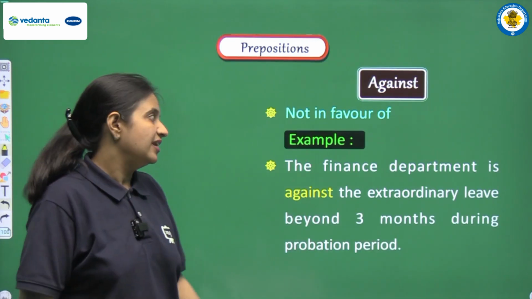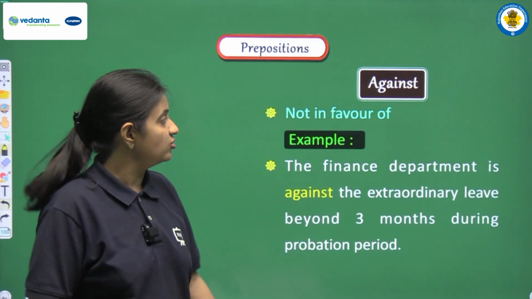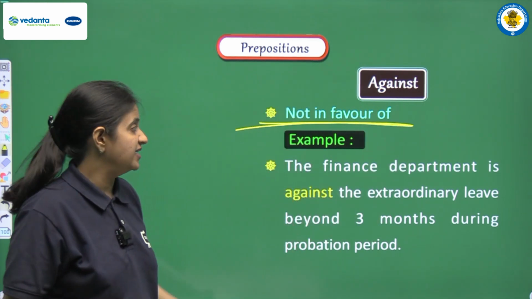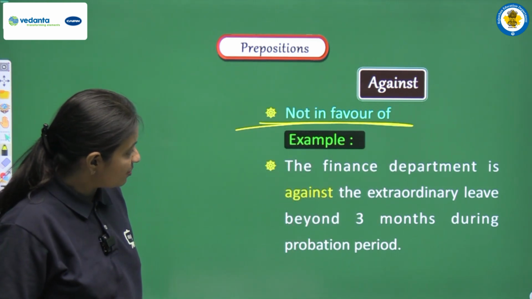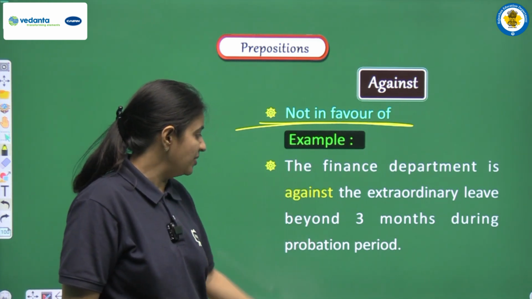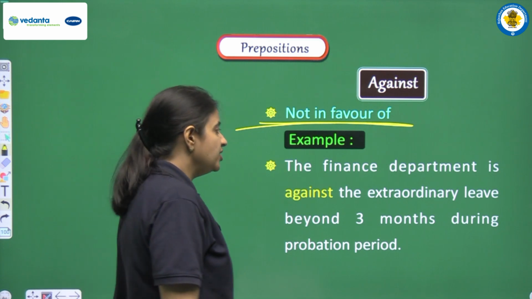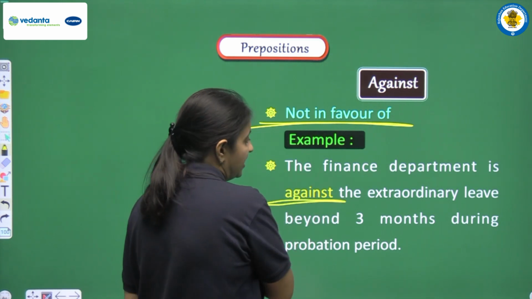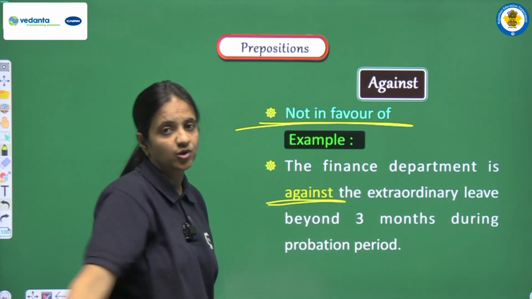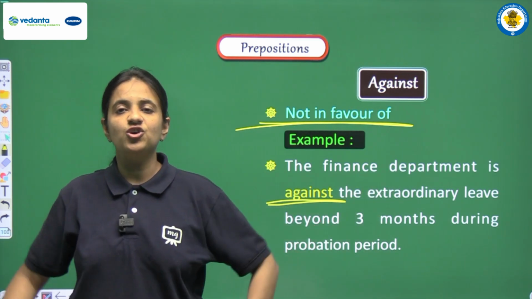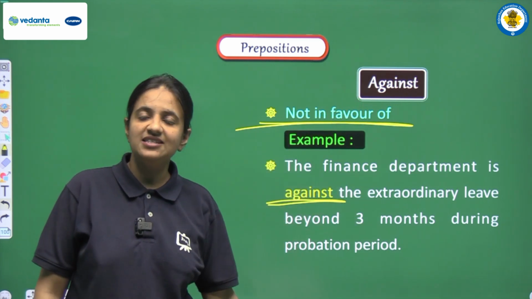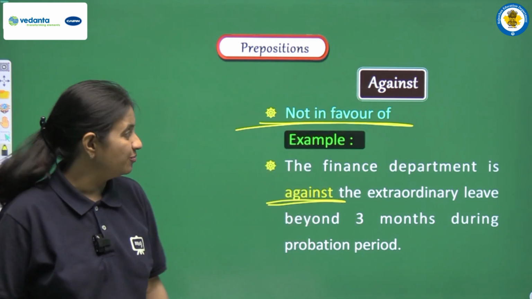Okay. Next preposition is "against". So let's see, it is used to show not in favor of. Let's see the example. The finance department is against the extraordinary leave beyond 3 months during probation period. So here we are talking about this thing, that the finance department is not in favor of this thing. Okay. So yes, whenever we are trying to show not in favor of, then we can use against in a sentence, like we are having here in this example.